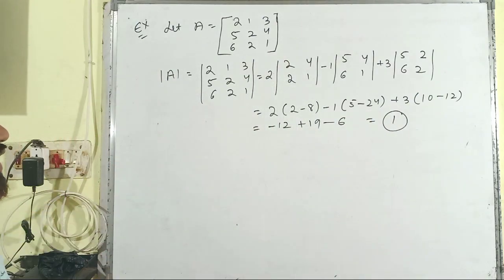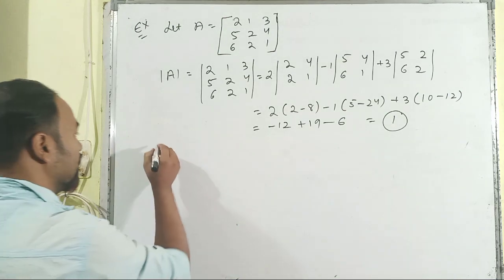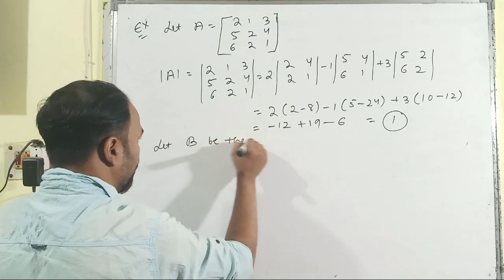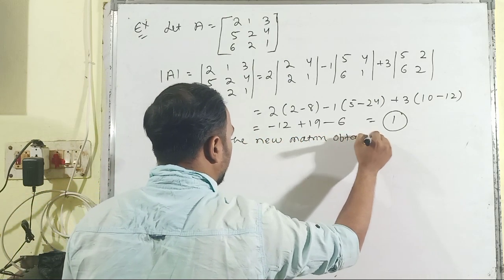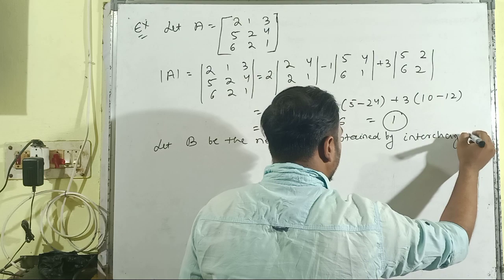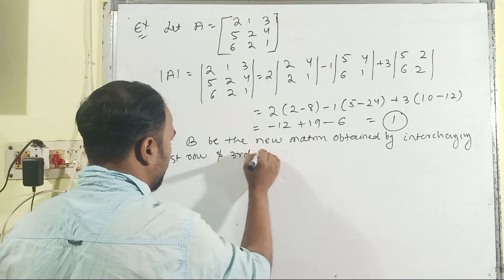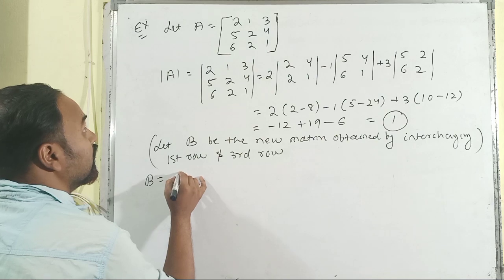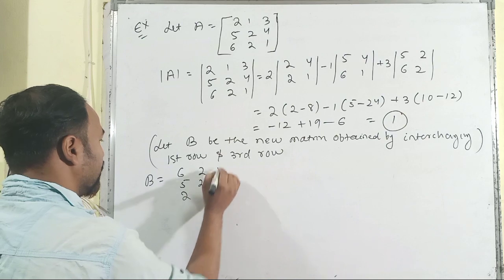Suppose we have just interchanged the first row with the third row, and the newly formed matrix is taken as B. Let B be the new matrix obtained by interchanging the first row and third row. So here the B matrix is 6, 2, 1, 5, 2, 4, then 2, 1, 3.